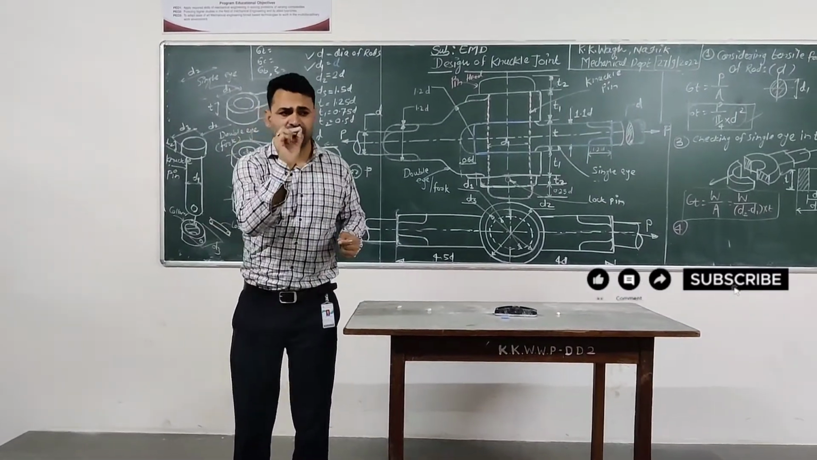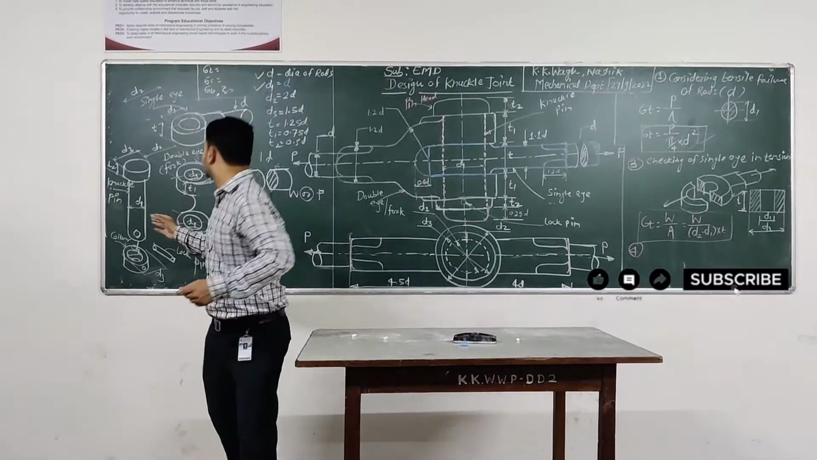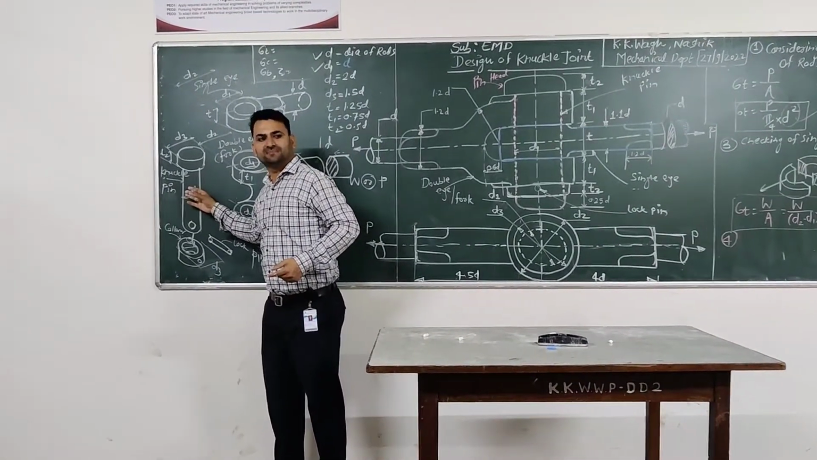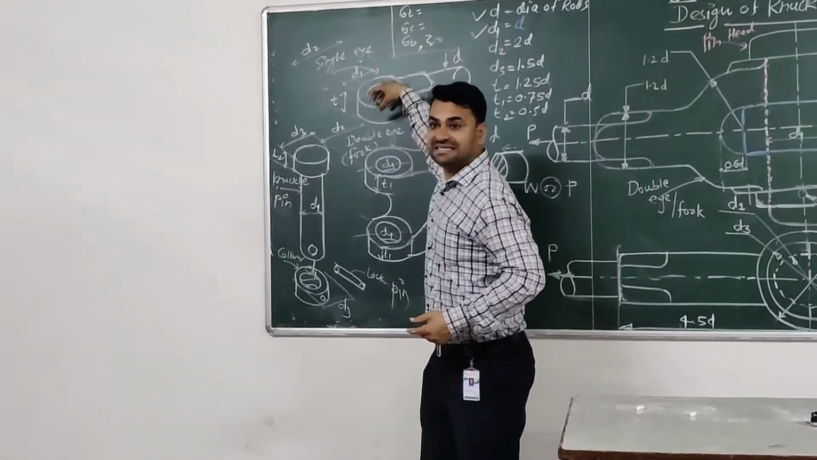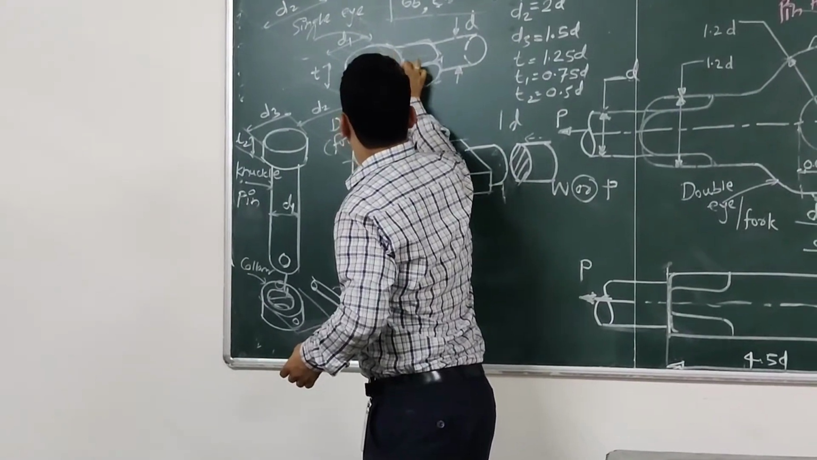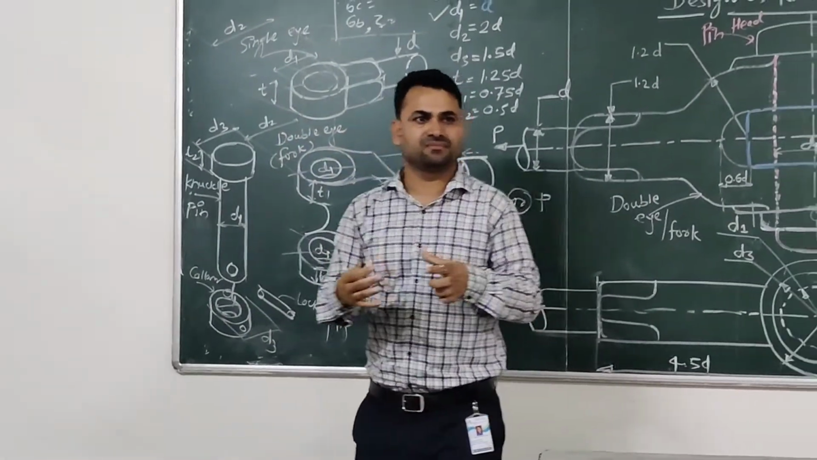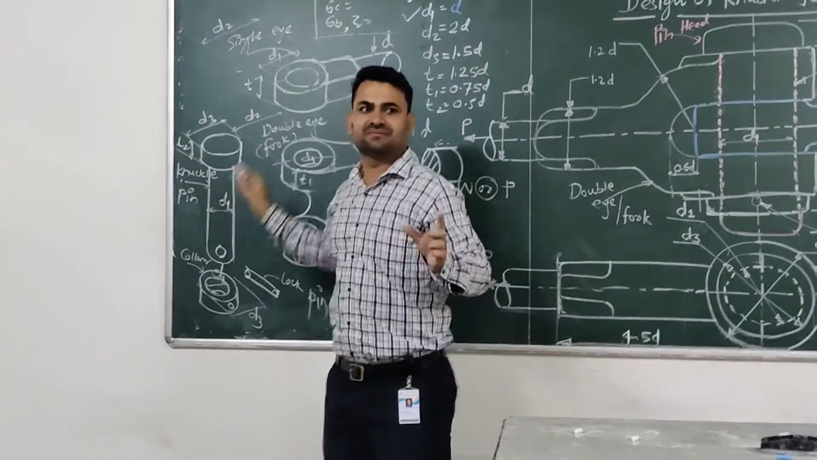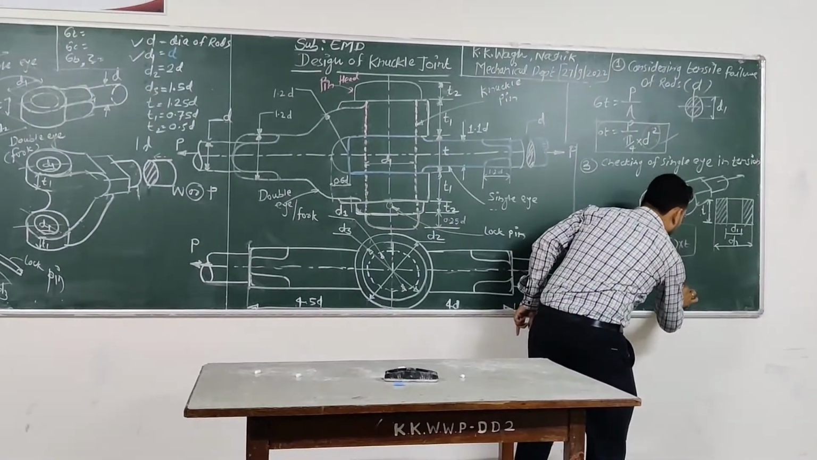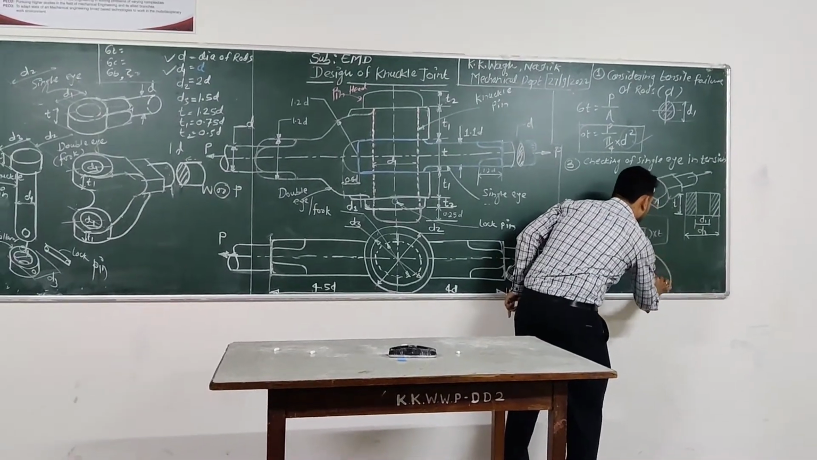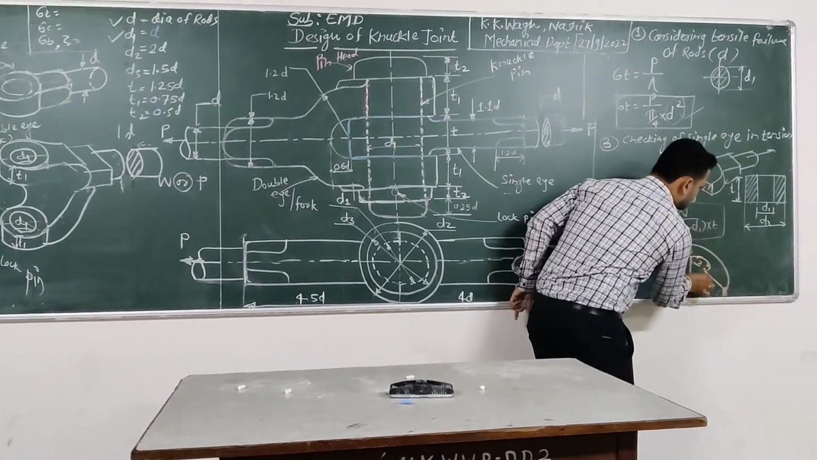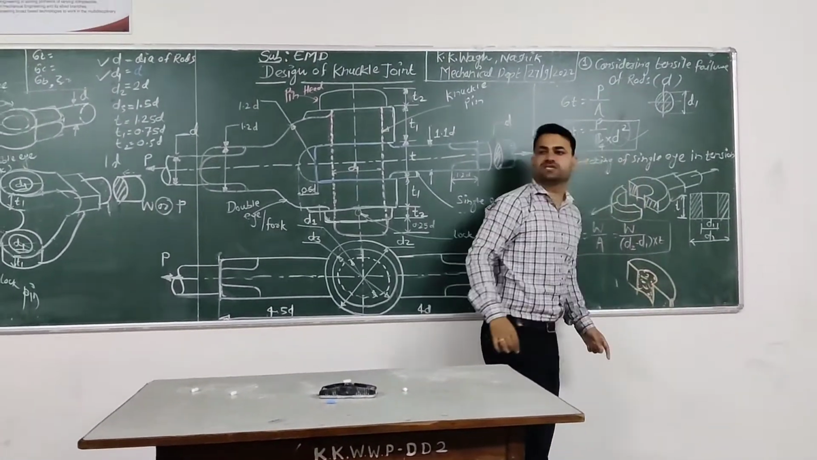And at the same moment, what happens? The outside portion of the knuckle pin, which is in contact with the single eye's inner portion, that inner portion will be in compression, crushing. This portion is going to crush. Means crushing failure will be there. See here, this portion is going to crush.